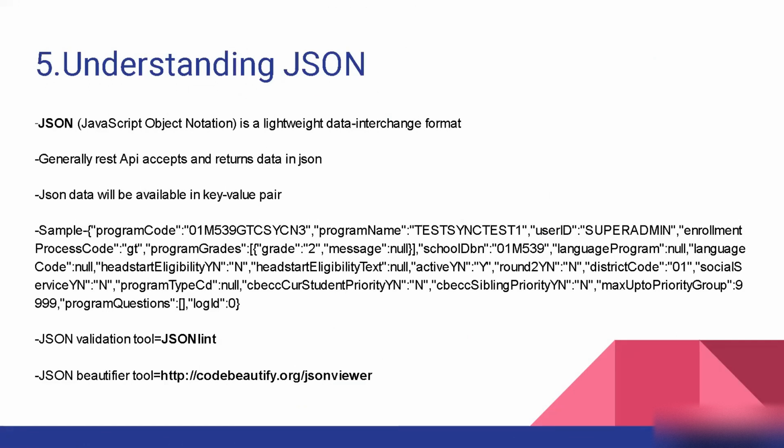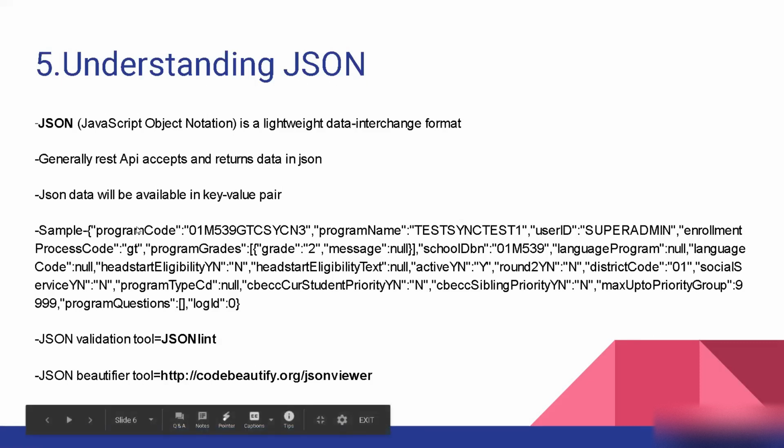JSON. As I said, REST API is transformation of data from one system to another system. It takes place using JSON. JSON is JavaScript Object Notation, a lightweight data interchange format. Generally, REST API accepts and returns data in JSON. JSON data will be available in key value pairs. One is the key, which is basically a field name, and the value is basically the value of that particular key or field name. So this is a sample.